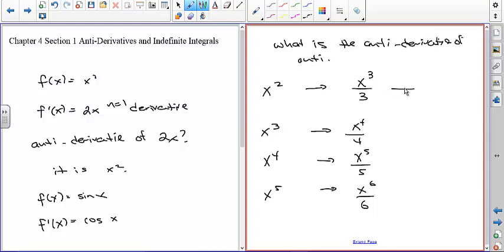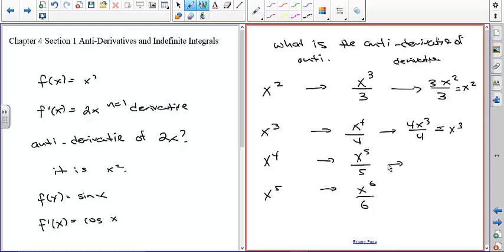Now if I take the derivative, go the other direction. So this is the antiderivative. Now I'm going back. If I take the derivative of that, I should be back to where I started. So what you would get is 3x squared divided by 3, which is x squared. Here you would get 4x cubed divided by 4, which is equal to x cubed.